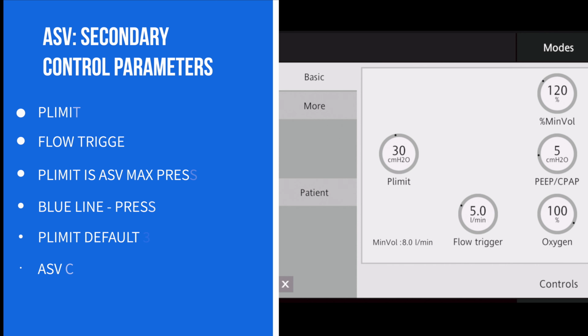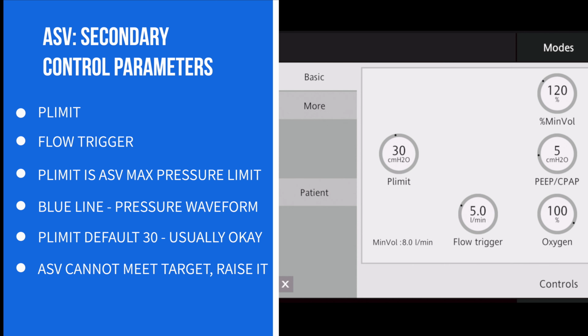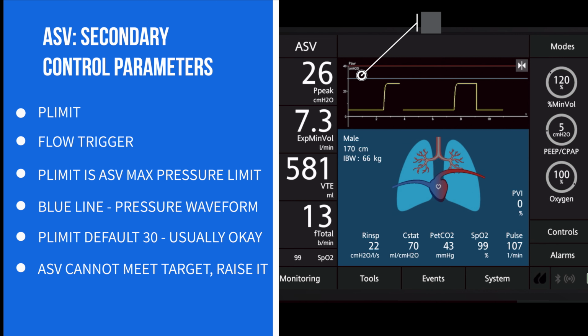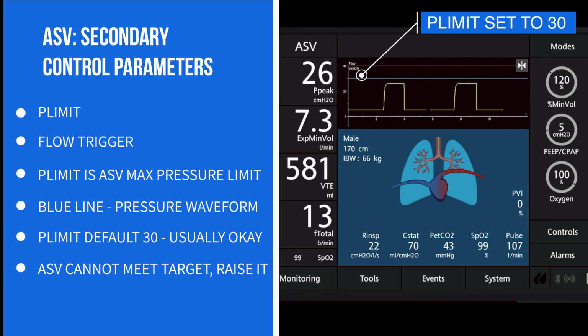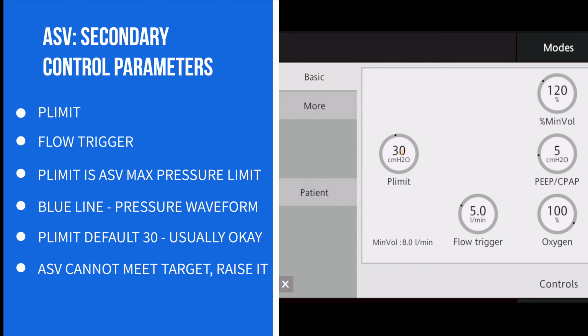In the ASV control window, there are two secondary control parameters to be familiar with: P-limit and flow trigger. P-limit is the maximum peak pressure limit set by ASV. Remember, a blue line on the pressure waveform indicates this. The default is 30 centimeters of water, which requires adjustment only if the patient has high airway pressures.